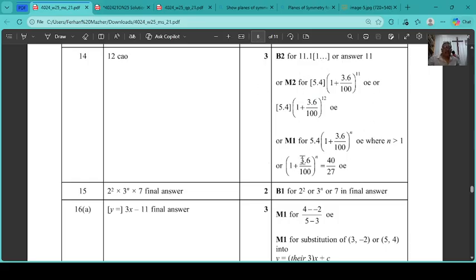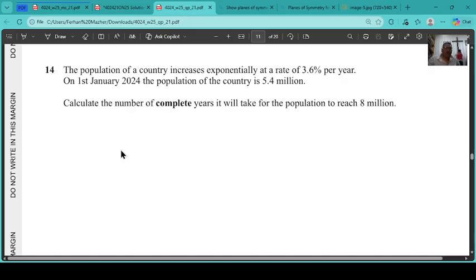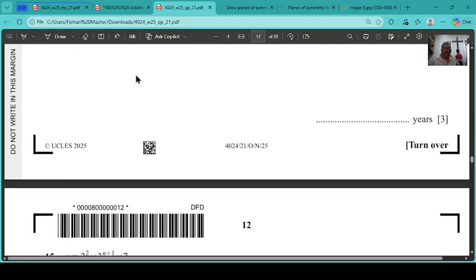You can see the marking scheme. You can pause the video here and look at the marking scheme. This is how I have done it; I've given you two methods. You can adopt any one.